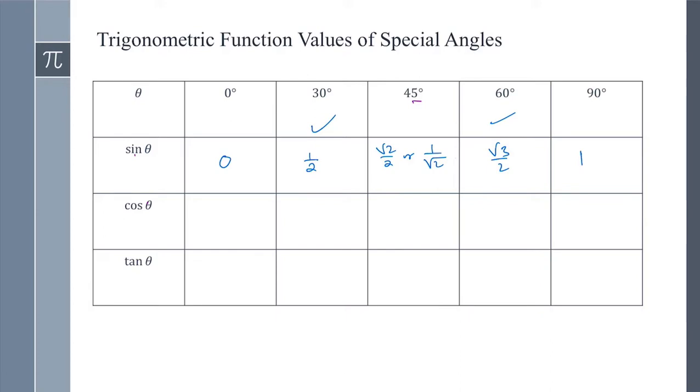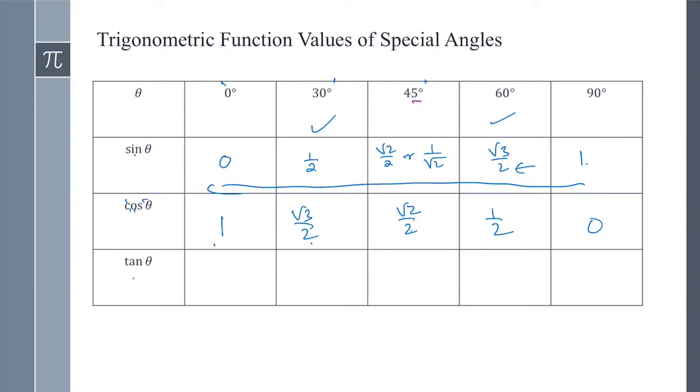Now to write for cosine, what I do is I just go in reverse order. So I'll bring that 1 right here. The next is square root of 3 over 2. I'll write it here. The next is square root of 2 over 2 or 1 over square root of 2. Next one is 1/2. Next one is 0. So that is cosine 0 is 1, cosine 30 is the square root of 3 over 2, cosine 45 is the square root of 2 over 2, cosine 60 is 1/2, and cosine 90 degrees is 0.